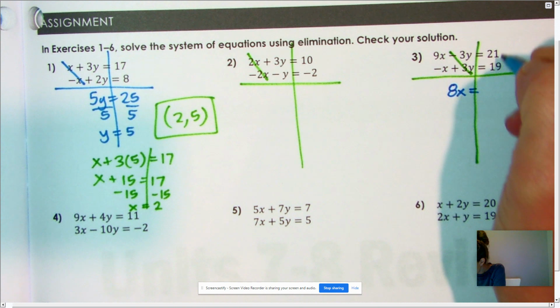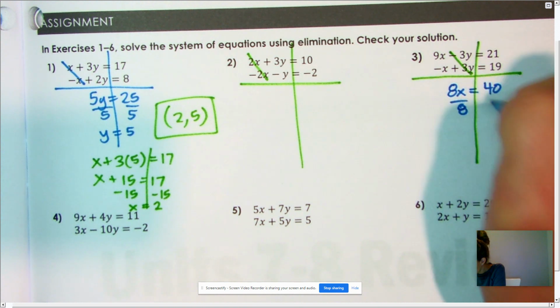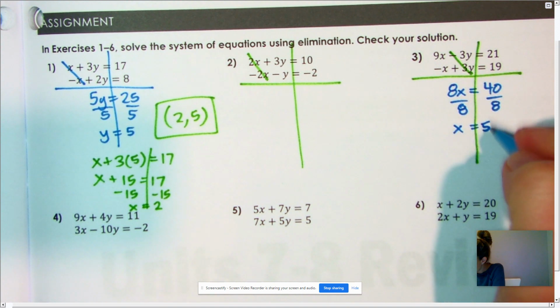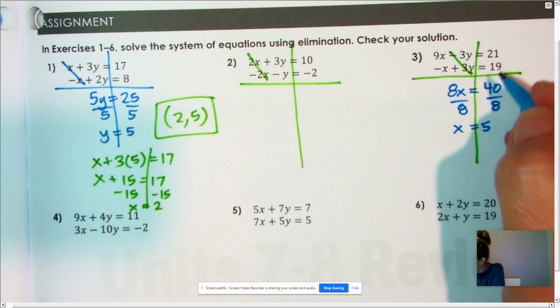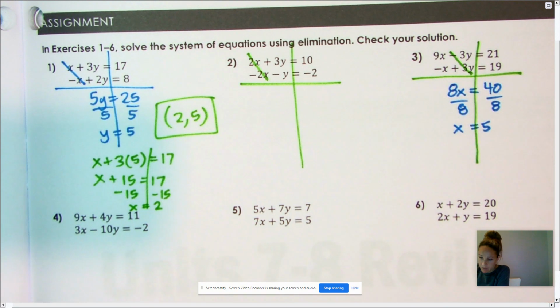And then I'm going to add those up because they're both positive. So that equals 40. Divide by 8 on both sides. So x is equal to 5. Now we're going to take that value and plug it in. I'm going to go ahead and use the bottom one.